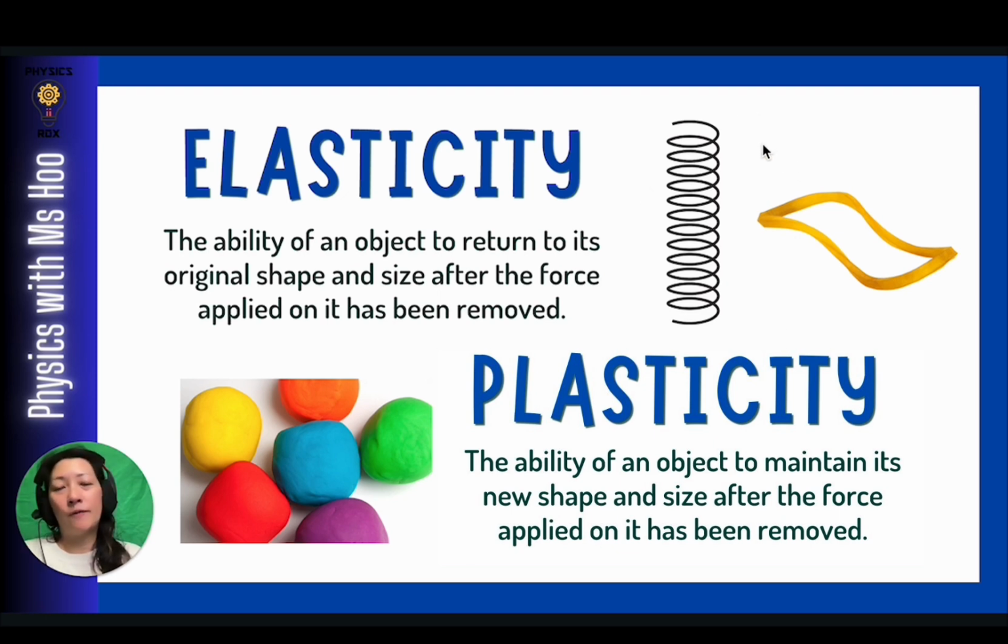In this video, we're going to be focusing on elasticity, but for the sake of understanding the properties in completeness, I'll just touch on plasticity as well. Plasticity is the ability of an object to maintain its new shape and size after the force applied on it has been removed. An example of this is plasticine, which is why it's called plasticine. It's named after the plasticity property. So plasticine, or in other terms modeling clay, are perfect for making shapes because if you were to press and mold them into different shapes, they retain the new shape. So that's why they're great for modeling.